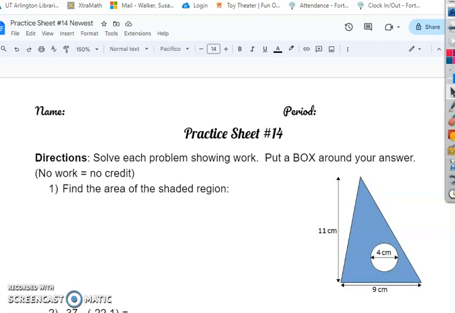Hey guys, we are working on practice sheet 14, and we're going to do this composite shape first. What we can tell is that we have two shapes, right? We have a triangle and we have a circle, okay? And it's a missing piece. If you have a missing piece, you're going to make sure that your last step is to subtract, okay?